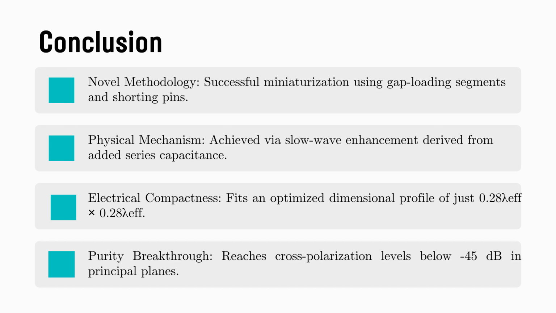By introducing segmented gaps and shorting pins, we successfully leverage a localized slow wave effect driven by series capacitive loading. This allows the antenna to maintain an extremely compact footprint of 0.28 lambda effective square while providing a stable broadside gain of 5.3 dBi and achieving an unprecedented cross-polarization suppression level below -45 decibels. This makes the design uniquely suited for modern, high-density portable wireless applications.